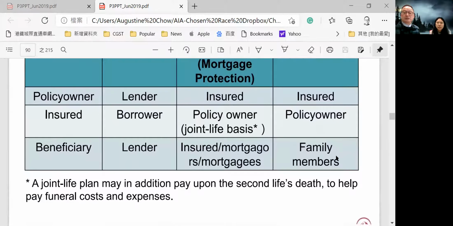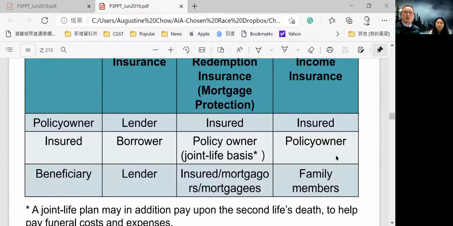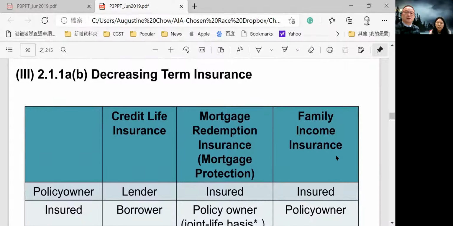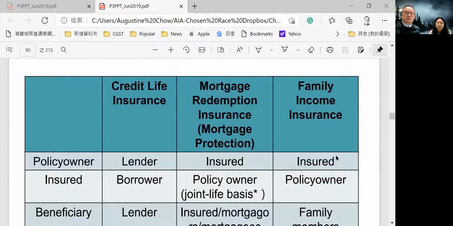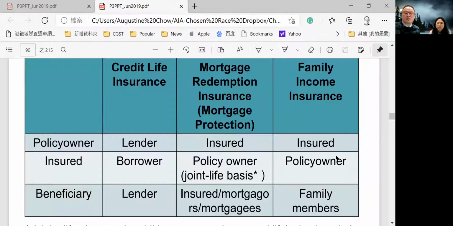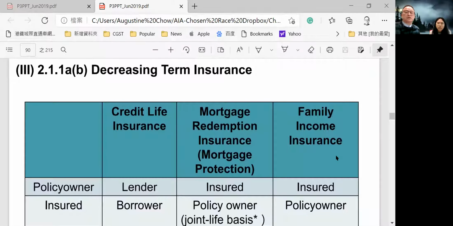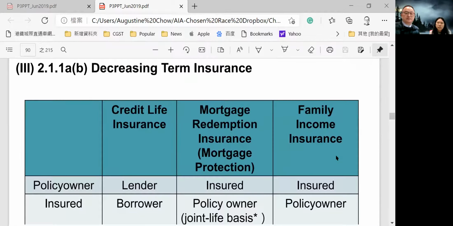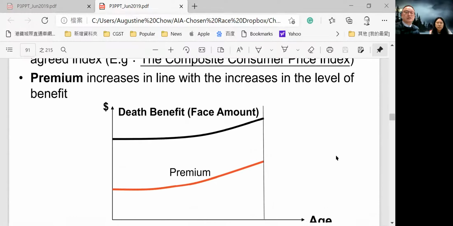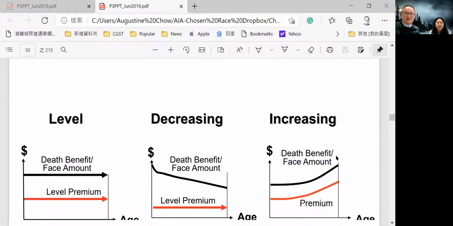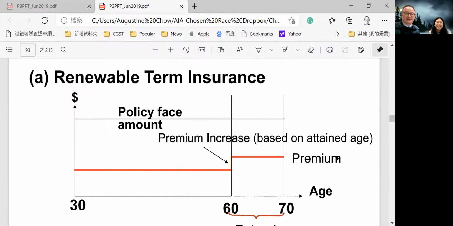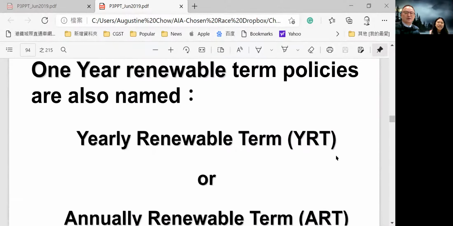Family income insurance. Is that where you insure the breadwinner? Policy owner and so on. It covers the loss of income of your family members, basically. Increasing term. Okay. One year renewable.